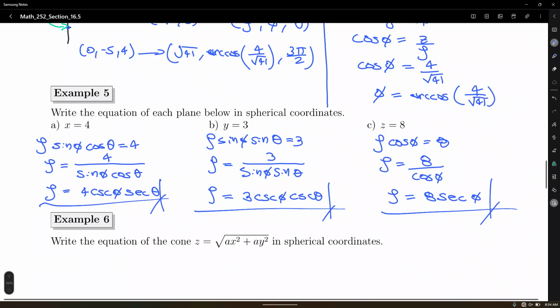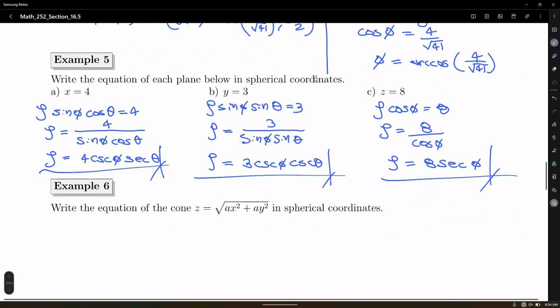All right, so that's how we convert equations of planes, because we're going to need them later for a set of problems we're going to do. You're going to need this for today's take-home quiz as well. All right, so let's write the equation of the cone. I mean, let's think about cones.